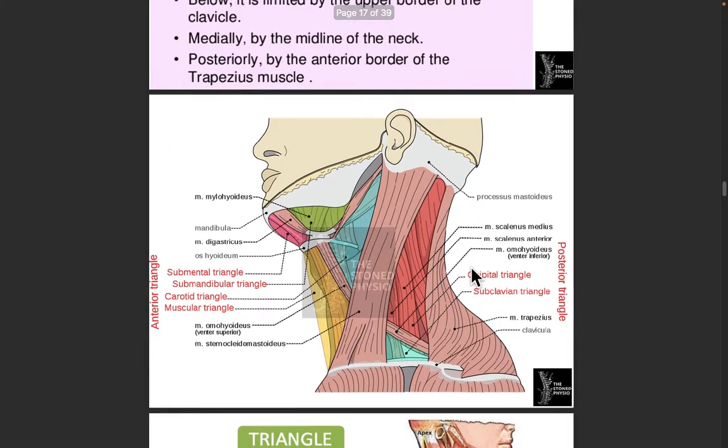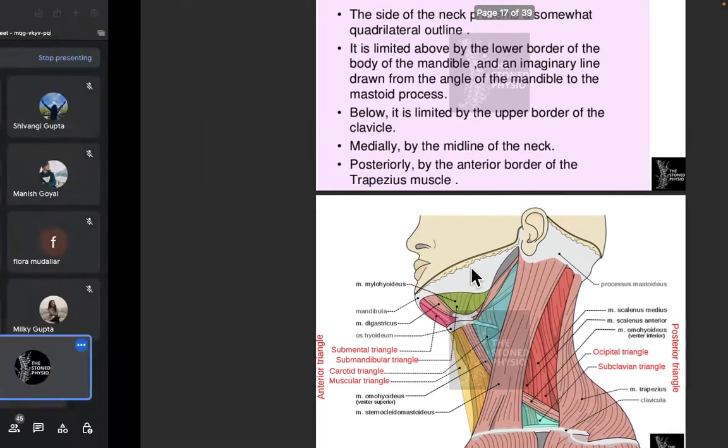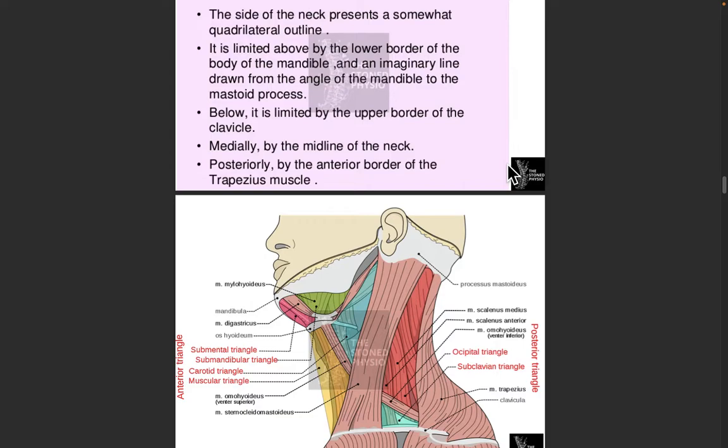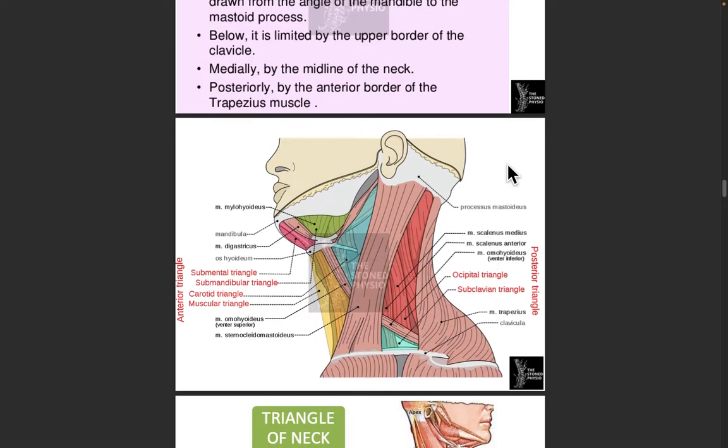Okay, so looking from the start, first of all, if we have a look at each side of the neck, of course we have got two sides, the left side and the right side. We can say that each side is quadrilateral in shape, not exactly quadrilateral, but at least more or less quadrilateral.